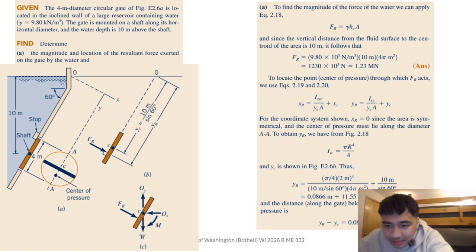And the distance along the gate below the shaft to the center of pressure, you have YR minus YC, right? So it's basically your YR is the distance for the resultant, and then YC is the distance shown right there. And this is the distance from the centroid to the force resultant, because that's the difference right there.